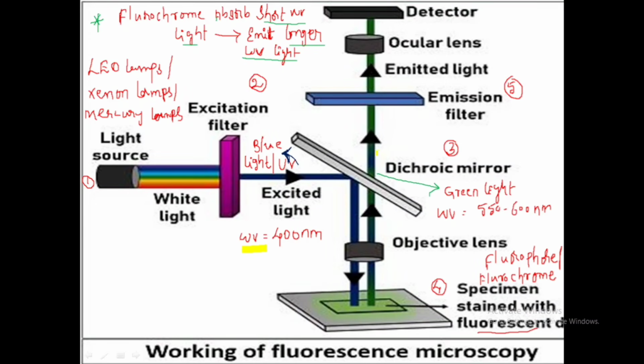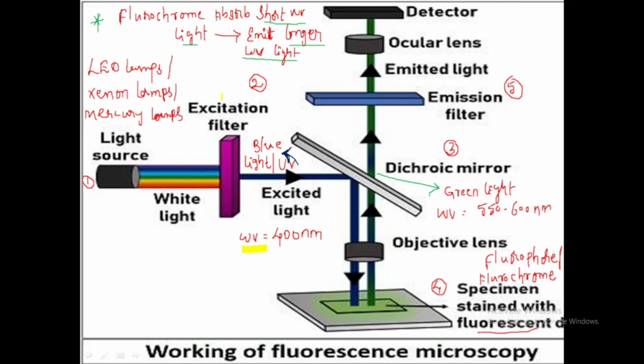Then the emitted light passes through the emission filter. After that, it reaches the ocular lens, and finally through the detector we can watch the image. That is about the different colors we can see. Okay, so that is the working principle.